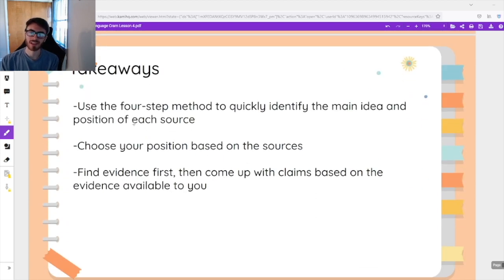So takeaways: use the 4-step method to quickly identify the main idea and position of each source. Choose your position based on the sources. Make sure that the position you choose is relative to what the prompt is asking, right? If the prompt is asking about one thing, you don't want to identify the position about another thing, because that's not going to help you at all. And then when you're coming up with claims, find the evidence first, and then develop your claims based on the evidence that's available to you. Those are your main synthesis takeaways, in addition to all of the things we've already talked about: claims, commentary, evidence, all those things that we mentioned in previous lessons.